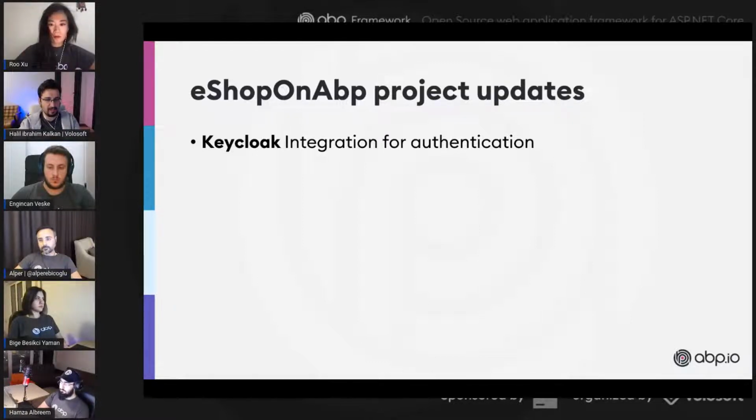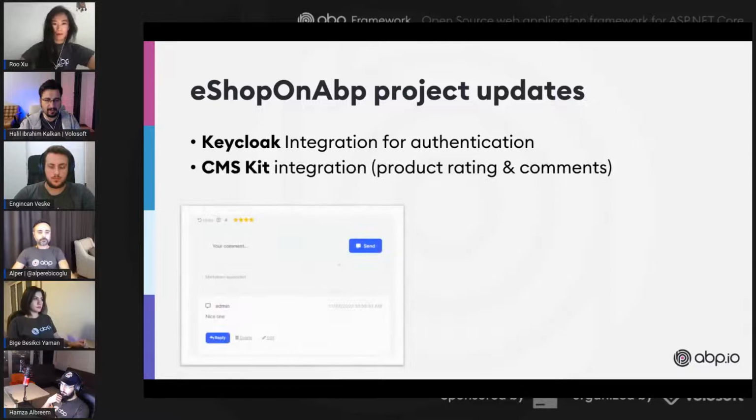We were using Identity Server 4 with the OpenIddict migration with the ABP framework. We used OpenIddict everywhere, but people were sometimes asking how to integrate such standalone or external authentication providers like Keycloak. We have demonstrated it with the eShopOnAbp project. I will make a demo after the slide.